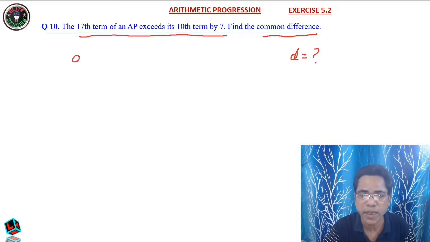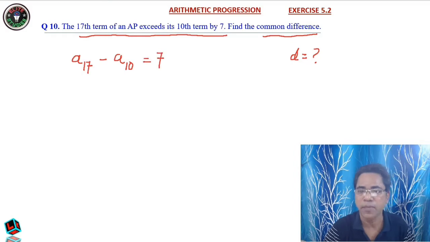So the 17th term is denoted as a17, isn't it? The value of the 17th term a17 exceeds, it is more than the 10th term. The 10th term will be represented by a10. So a17 exceeds a10. So it is minus, because this is more and this is less. So therefore a17 is more and a10 is less. So according to the question, it is equal to 7.